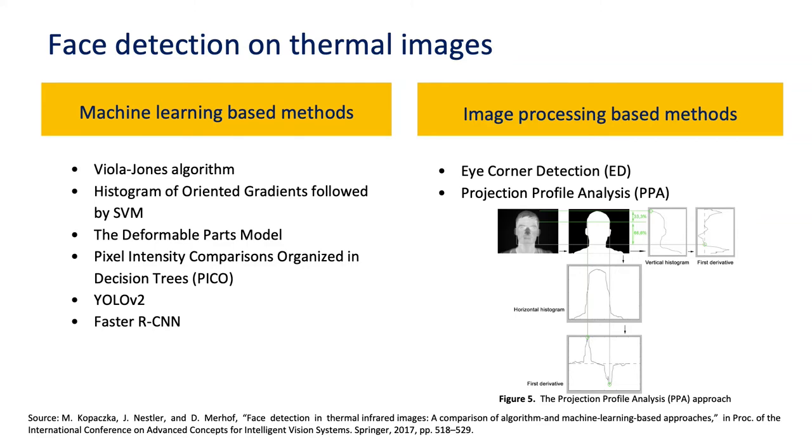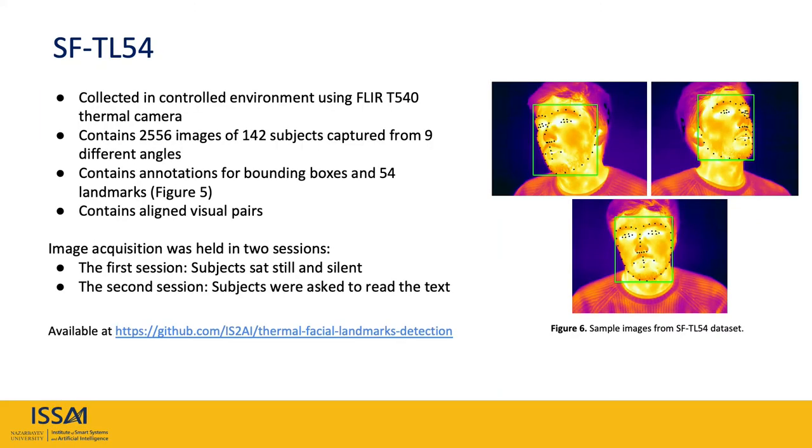In this tutorial, we are going to focus on a simpler approach. We will learn how to train a classical machine learning-based face detection algorithm, histogram of oriented gradients followed by SVM, provided by Dlib on thermal images. As we have discussed earlier, to train the work introduced for visual images, we need to have an appropriate training thermal face database with annotations.